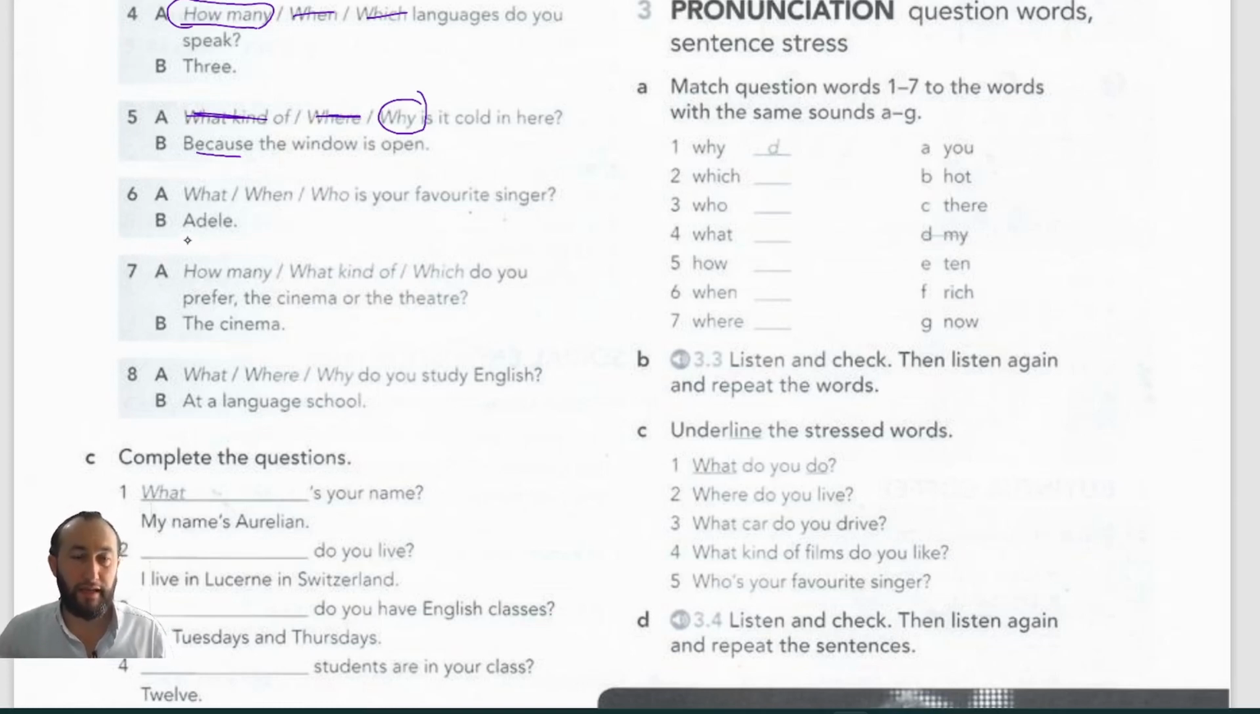Number 6, Adele. Adele, your favorite singer. Adele is a name, so who? Who is your favorite singer? Adele. Number 7, the cinema. Cinema or the theater. So we say, which do you prefer? Which one do you prefer? Cinema or theater? And it says cinema. Number 8, at a language school. At a language school, that's a place, guys. Place, so we're going to go for where. Where do you study English? At a language school. That's it.